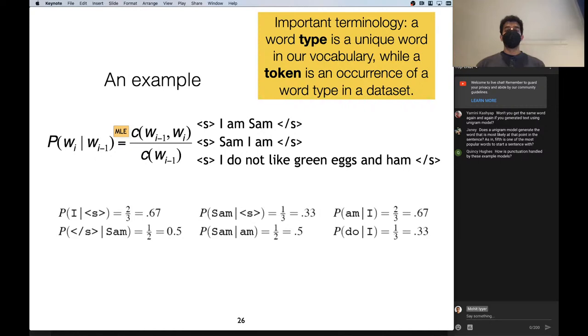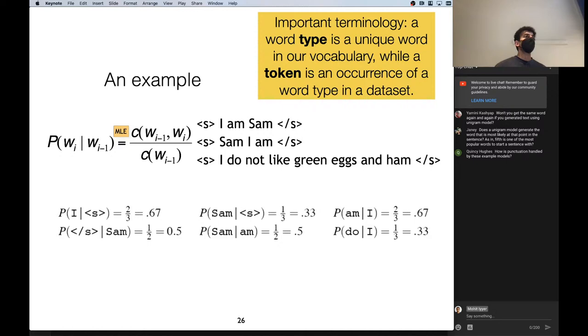So let's say I have a data set. My vocabulary consists of all unique words in that data set. So here, Sam, I, am, start of sequence symbol, end of sequence symbol, do, not, like, green, eggs, and, him. All of these are unique words in my vocabulary. A token is any occurrence of one of these word types. So there are two tokens associated with the word type Sam. There are three tokens corresponding to the start of sequence symbol and so on. So a token is an occurrence of the word type in the data set. A word type is a unique word in the vocabulary.